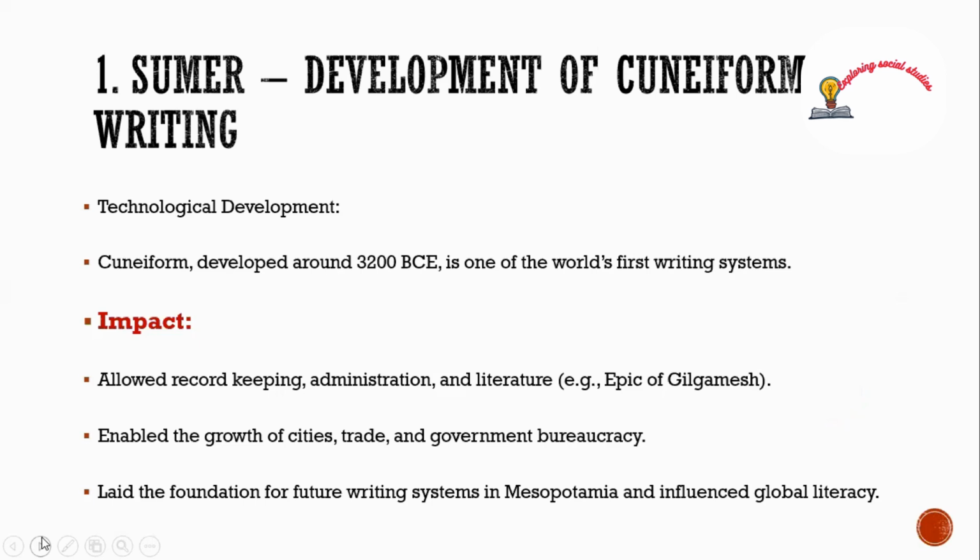Cuneiform was developed around 3200 BCE and is one of the world's first writing systems. Impact: it allowed record keeping, administration, and literature. An example is the Epic of Gilgamesh. It enabled the growth of cities, trade, and government bureaucracy. It laid the foundation for future writing systems in Mesopotamia and influenced global literacy.